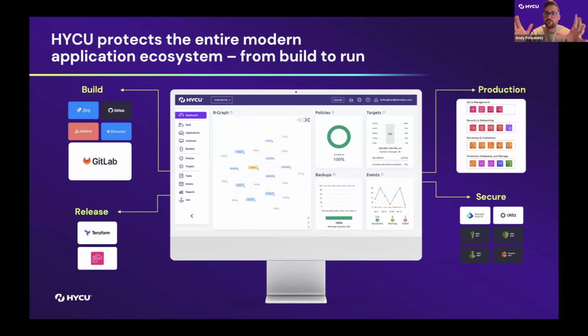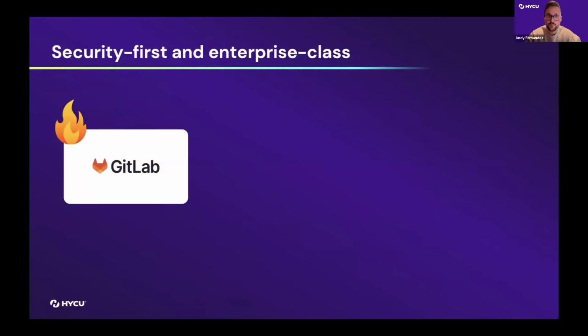meaning what are the critical production applications that your organization is running? This could be in AWS, this could be in Google Cloud, or this could be on-prem in Nutanix and VMware, and even file shares. The point is, HYCU is here to protect your organization across your entire tech stack, from build to run, and this is extremely critical.